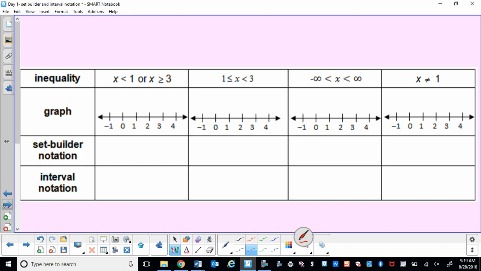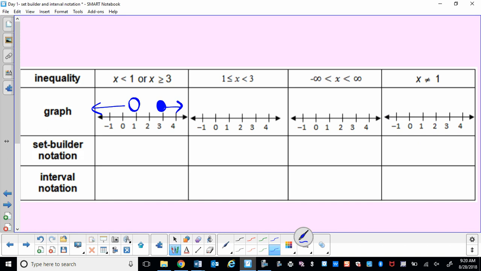All right, so your inequality here. We have an or graph because it says or, right? So I have a circle on my 1. It's going to be open or closed. On the 1, it's open, so the x is less than 1, and I go to the left. For my 3, it's going to be closed, and I'm going to the right.